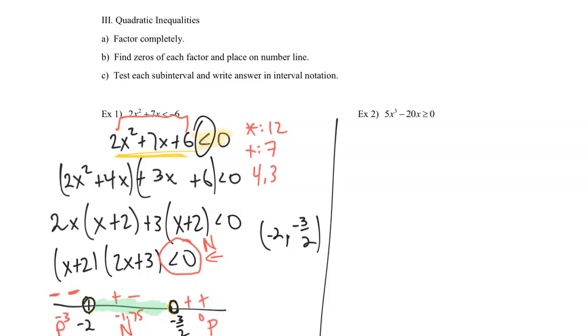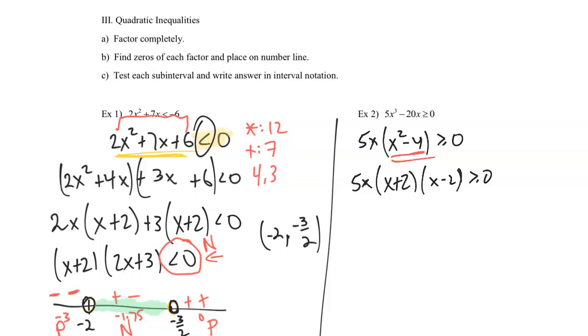For example 2, this is already in relation to 0 on the right-hand side here, and so all that we really need to do is factor the left-hand side. And so what I notice is that I can factor out a 5x from both of those terms, and that's going to leave me with x squared minus 4 is greater than or equal to 0. What I then notice is that on the interior of this parentheses, that can be factored further as a difference of squares, which is going to be x plus 2 and x minus 2.